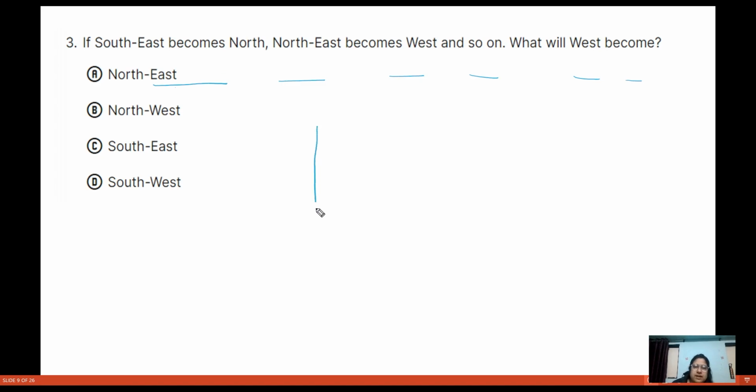Okay. We have to rotate our axis. So we have this north, we have this south, we have this east, and we have this west. So we have southeast here. Let's say 45 degree. Okay, so now it is saying, let's draw all the cardinal directions.